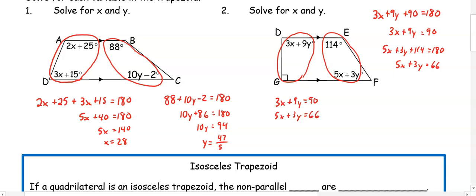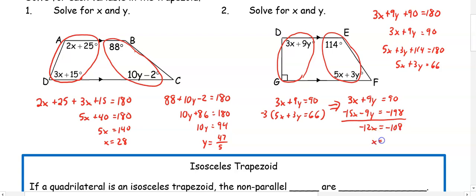That we can use to solve for our variables. So I'm going to multiply the second equation by -3. So we get 3x plus 9y is equal to 90. And -15x minus 9y is equal to -198. When we add straight down, -12x is equal to -108. So when we divide, x is 9.